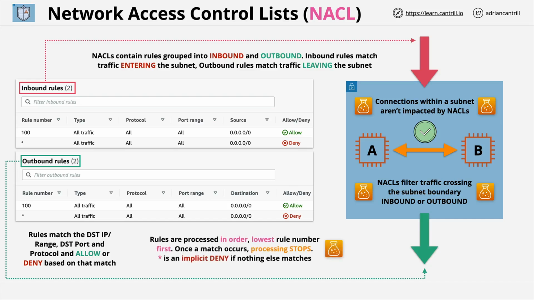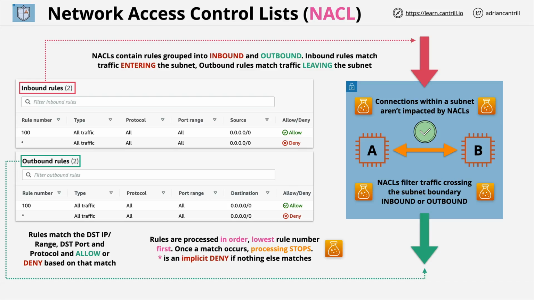Now, rules are processed in order. First, a network ACL determines if the inbound or outbound rules apply. Then it starts from the lowest rule number. It evaluates traffic against each individual rule until it finds a match. Then that traffic is either allowed or denied based on that rule, and then processing stops. Now, this is critical to understand because it means that if you have a deny rule and an allow rule which match the same traffic, but the deny rule comes first, then the allow rule might never be processed.